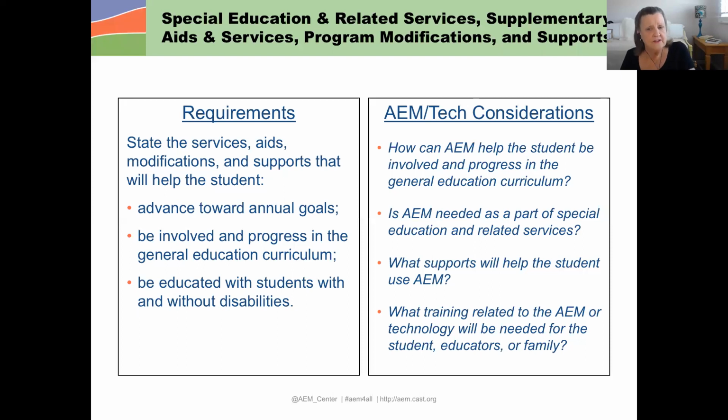Then the tech considerations, or the AIM considerations, are, okay, in what ways can AIM help the student be involved and make progress in the general curriculum? Is AIM needed as part of special education or a related service? Now, what that means is it doesn't say, is it delivered as special education or a related service or a supplementary aid and service? It says, is it needed as a part of the child's special education, supplementary aids and services, and related services? I think those are backwards, but that's basically the three things.